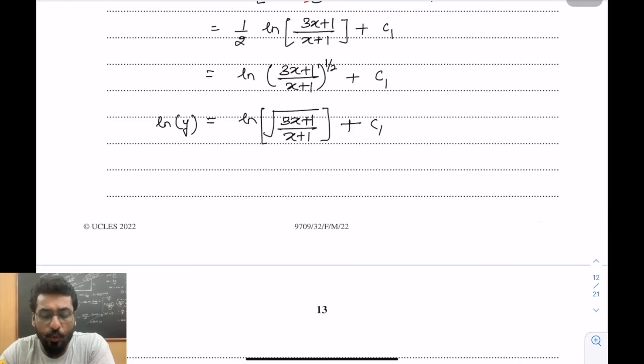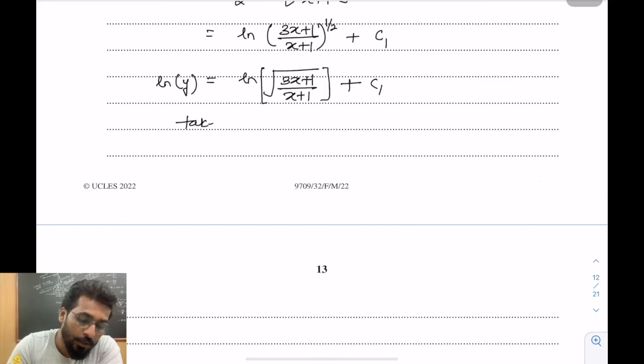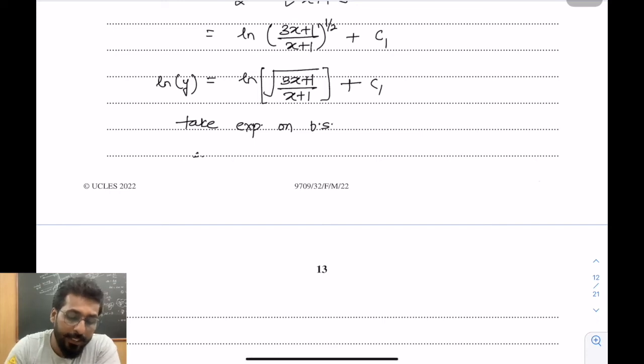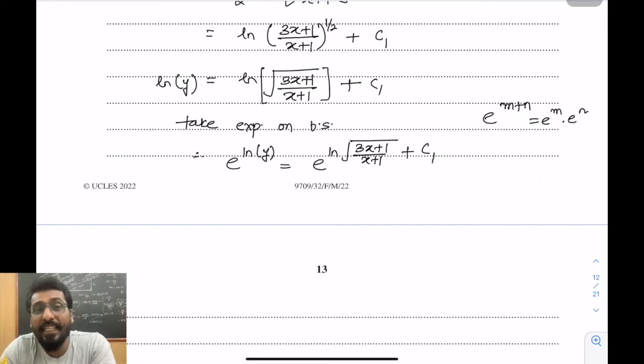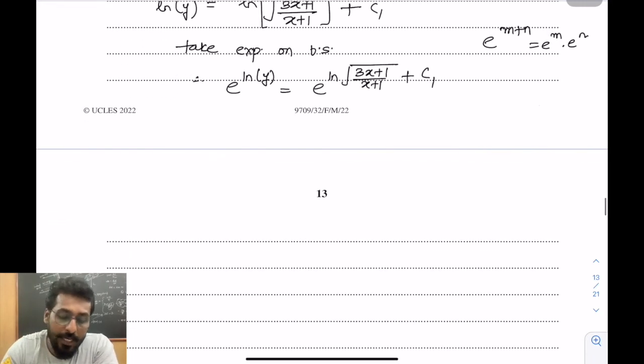But before that, what I'm going to do here is take exponentials on both sides. So I get e raised to ln of y, e raised to ln of under root of 3x plus 1 upon x plus 1 plus c1. So is it like e raised to m plus n, right? M is that ln term and n is that constant term. Is it like e raised to m times e raised to n? So e raised to n is going to be a constant term. I'll write it in the next step.